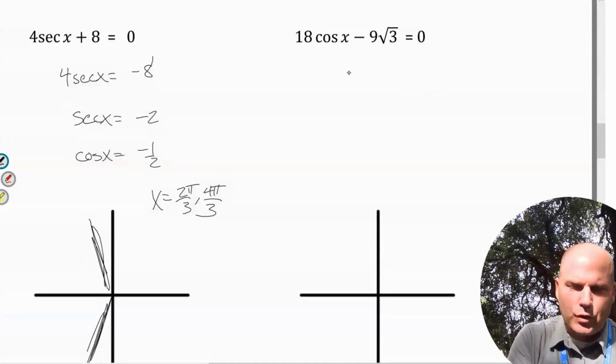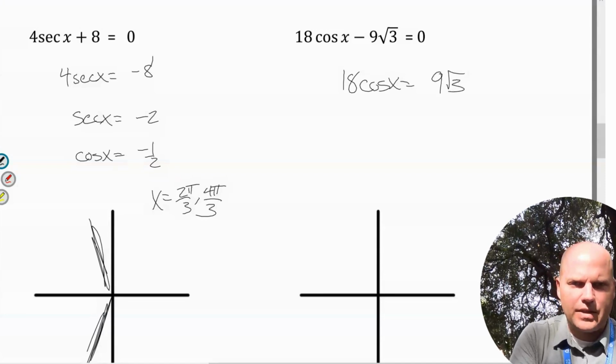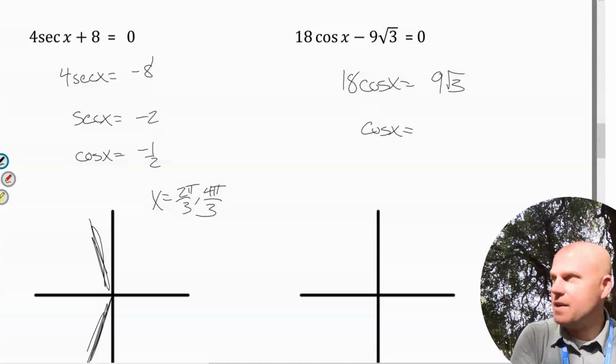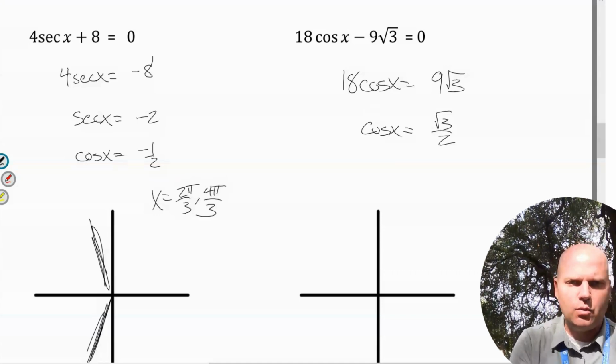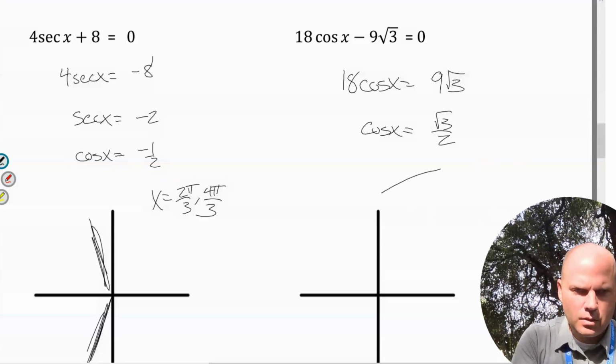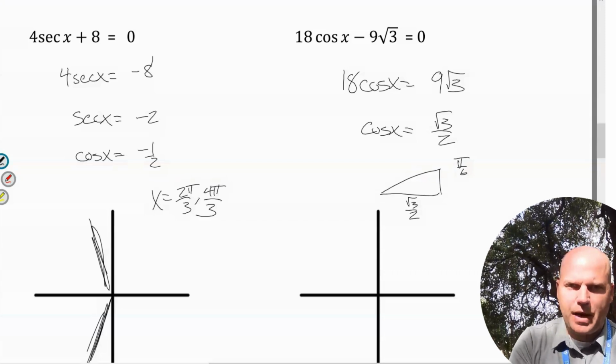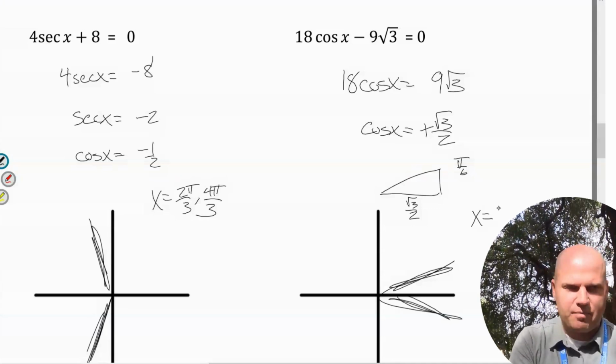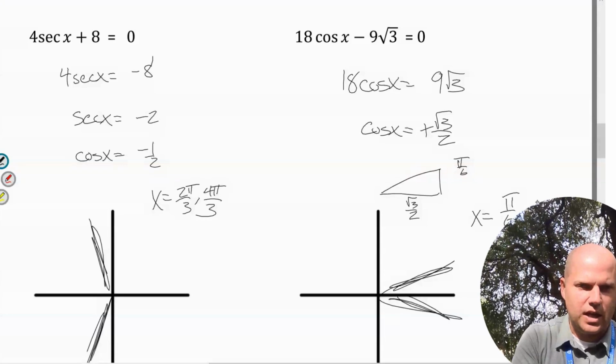If I add 9 root 3 to both sides, I have 18 cos x equals positive 9 root 3. I then divide by 18. 9 divided by 18 simplifies to be 1 over 2. Boom. Cosine is the adjacent. We need the pi over 6s, where the adjacent is root 3 over 2. We need the pi over 6, where cosine is positive. So that's this pi over 6 and that pi over 6. So again, pi over 6, negative pi over 6, or pi over 6 and 11 pi over 6.